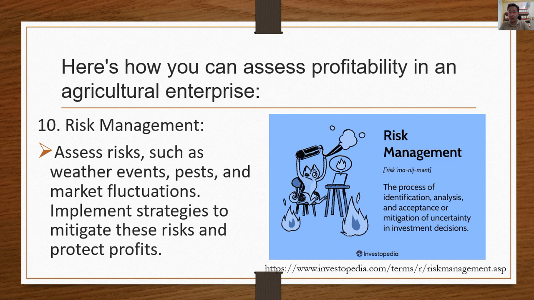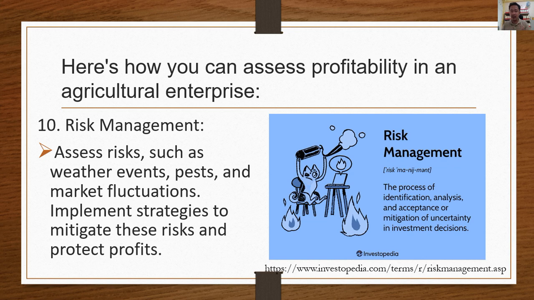Then let's talk about risk management. So risk management is the process of identification as well as analysis and acceptance, as well as mitigation of what we call uncertainty in investment decisions. So there is an uncertainty. We don't know. When we are making decisions, there is always uncertainty.